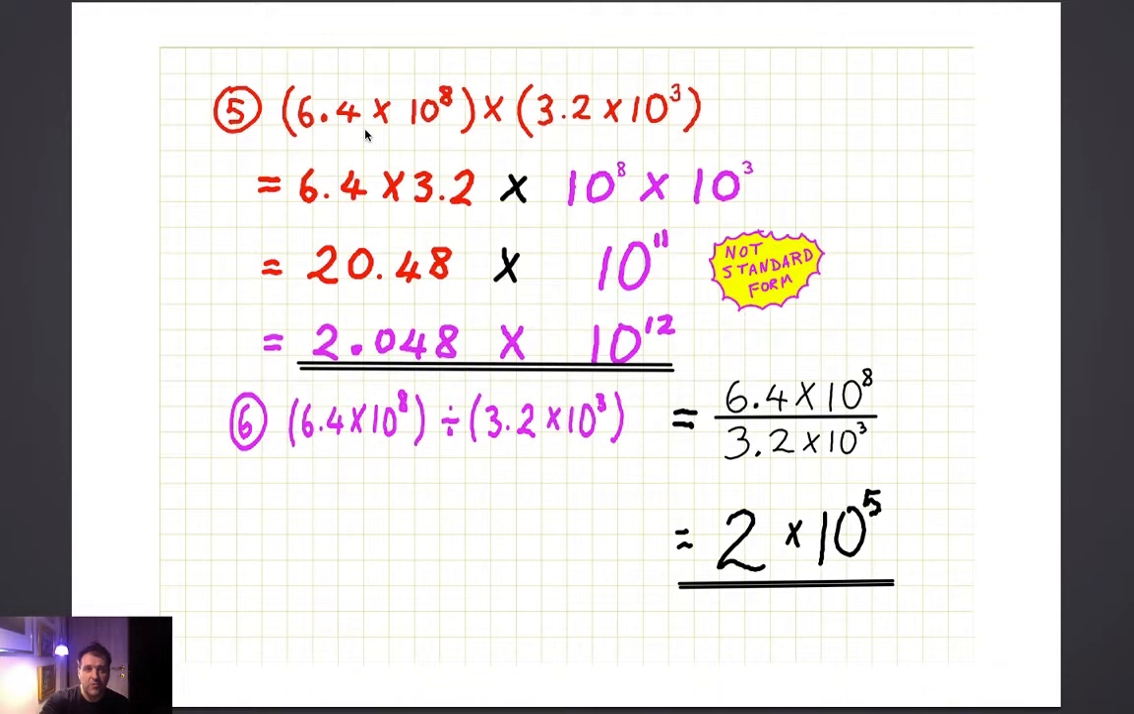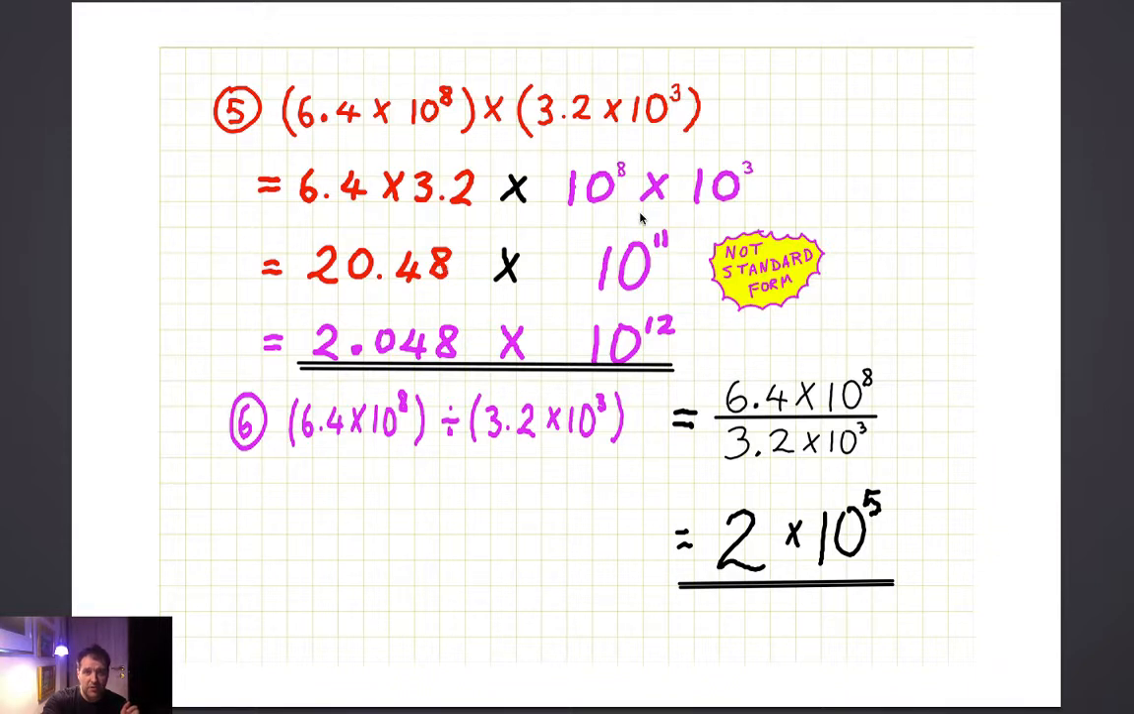Now question 5 was multiplying two standard form numbers together. 6.4 times 10 to the power of 8 was one of them. 3.2 times 10 to the power of 3 was the other one. Now when you multiply numbers together, the order doesn't really matter. So what I've done is change the order of that and put the regular numbers first. So 6.4 times 3.2. And then I've put the power numbers last. And then what I'm going to do is multiply the regular numbers first. So 6.4 times 3.2 gives me 20.48.